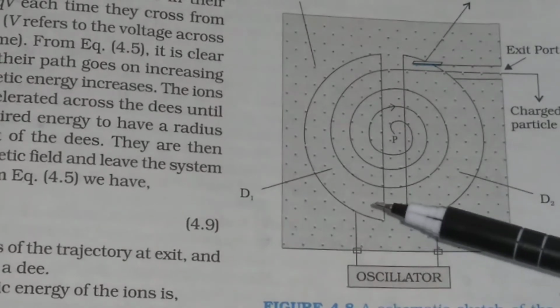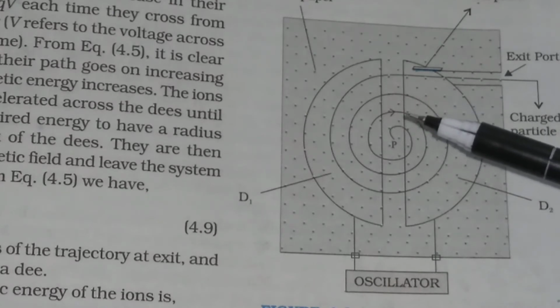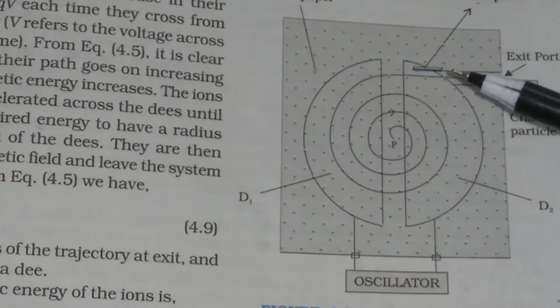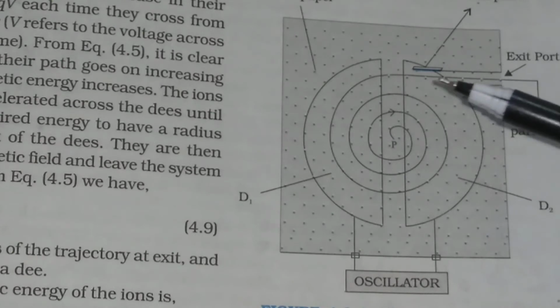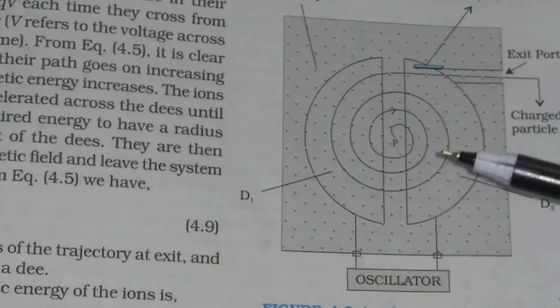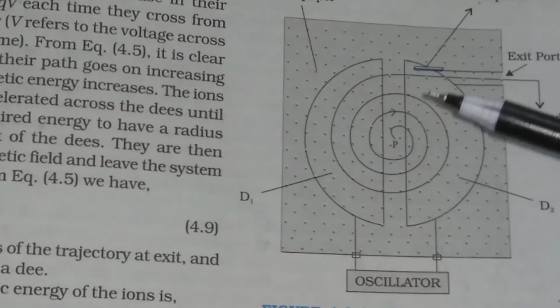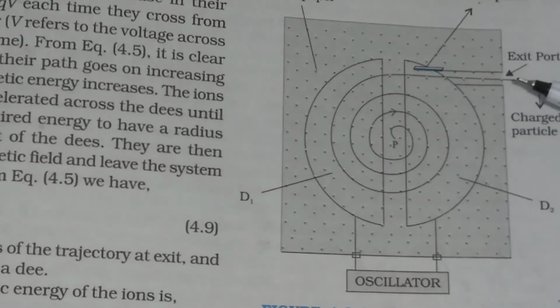And when the radius of the orbit of the charged particle becomes equal to the radius of the D, the particle comes out to bombard the target. This is the exit of the particle. So when the radius of the motion of the charged particle is equal to the radius of the D, the charged particle comes out of the chamber and bombards the target.